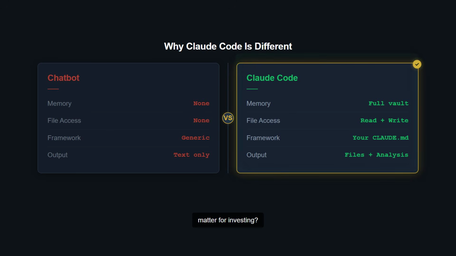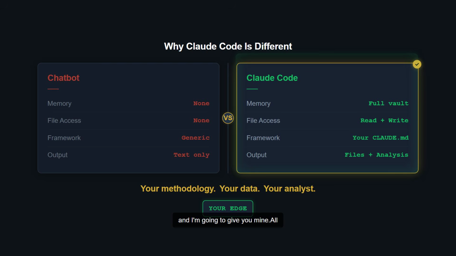Why does that matter for investing? Because a chatbot forgets everything the moment you close the tab. Claude Code reads your research folder, your past analysis, your watch list. It picks up exactly where you left off. And here's the part that changes everything. You can give it a config file that defines how you invest, your methodology, your output format, your data sources. It follows your framework, not some generic template. That config file is CLAUDE.md, and I'm going to give you mine.